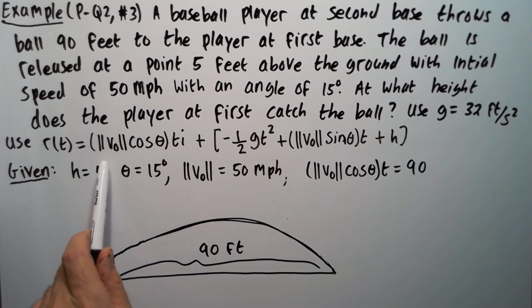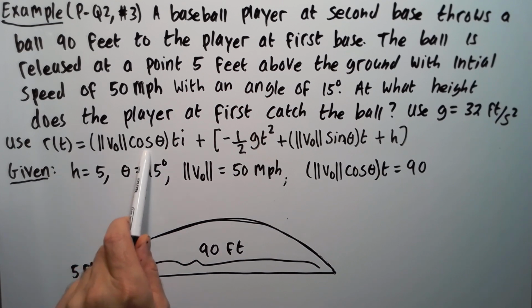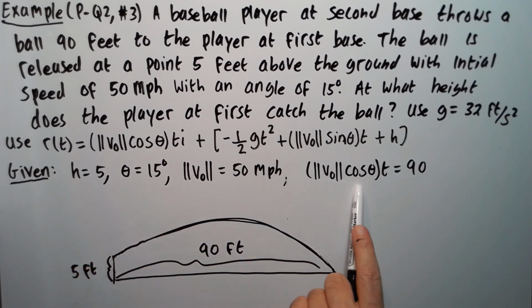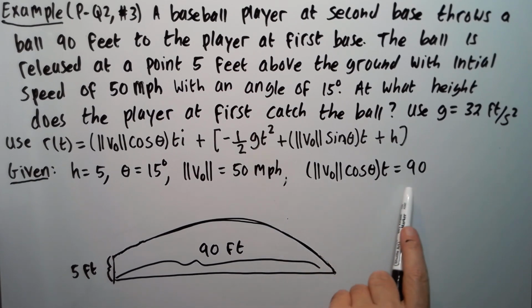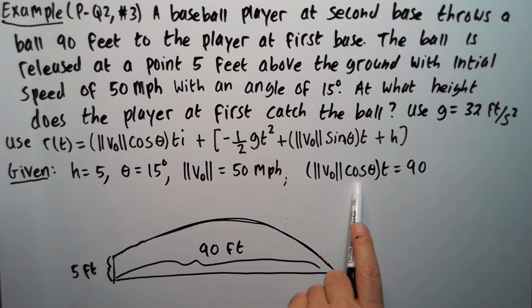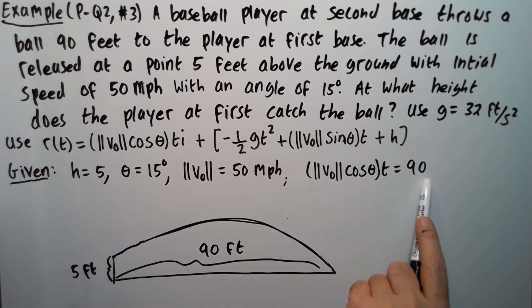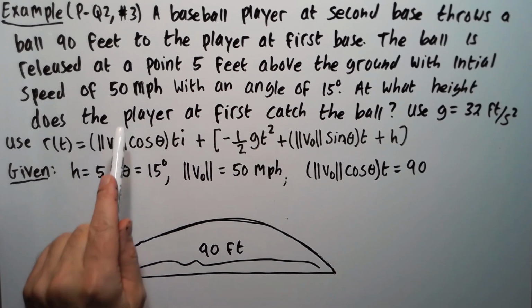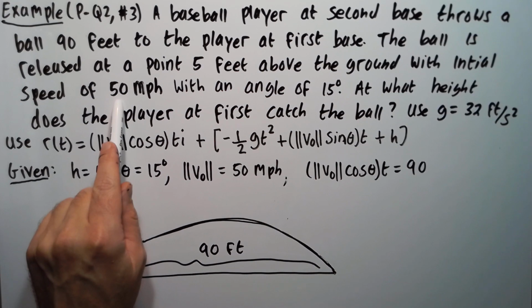And the x direction by our position functions is the speed at time 0 times cosine of the angle, times t. That's why I got this equation here. So the distance in the x direction would be 90. Okay, so we got this one also. Alright, so now we actually have to change 50 miles an hour to feet per second.